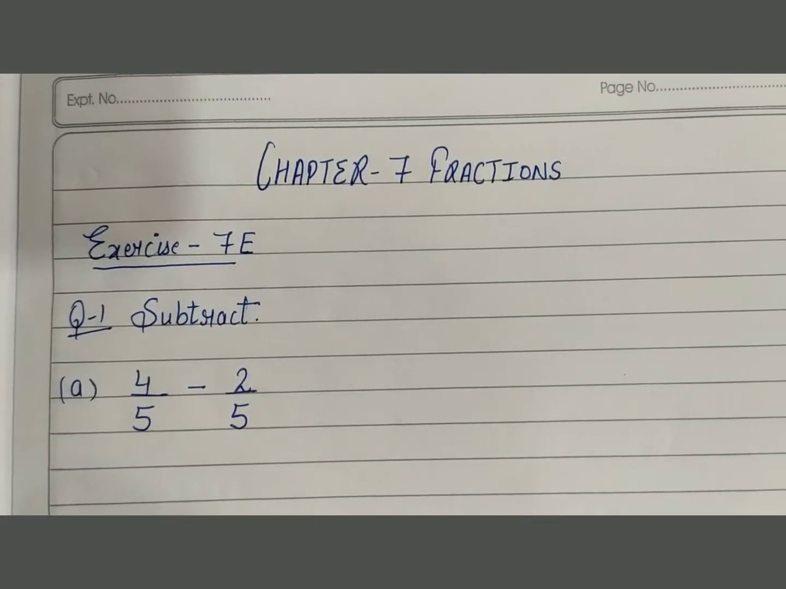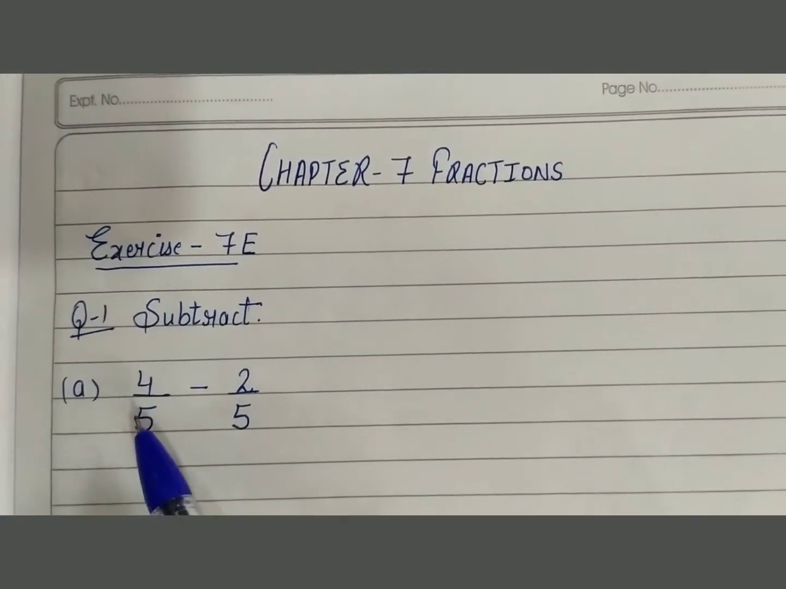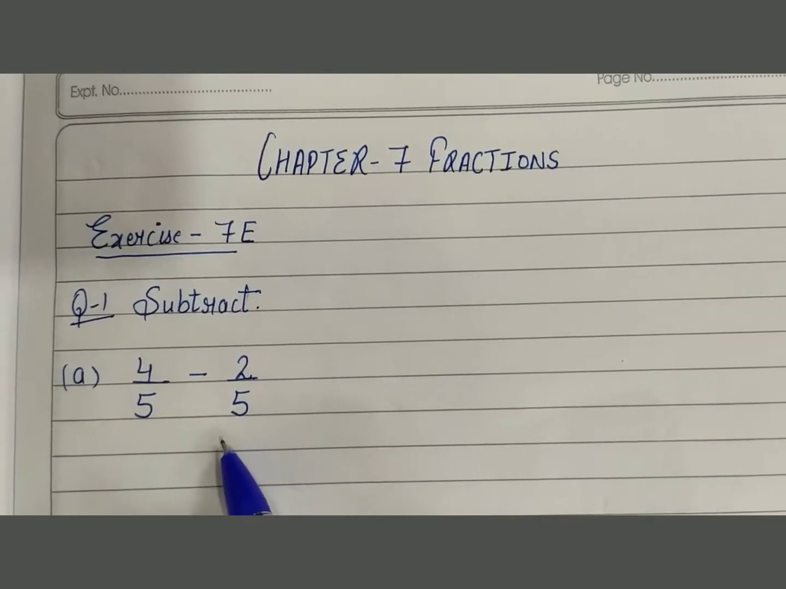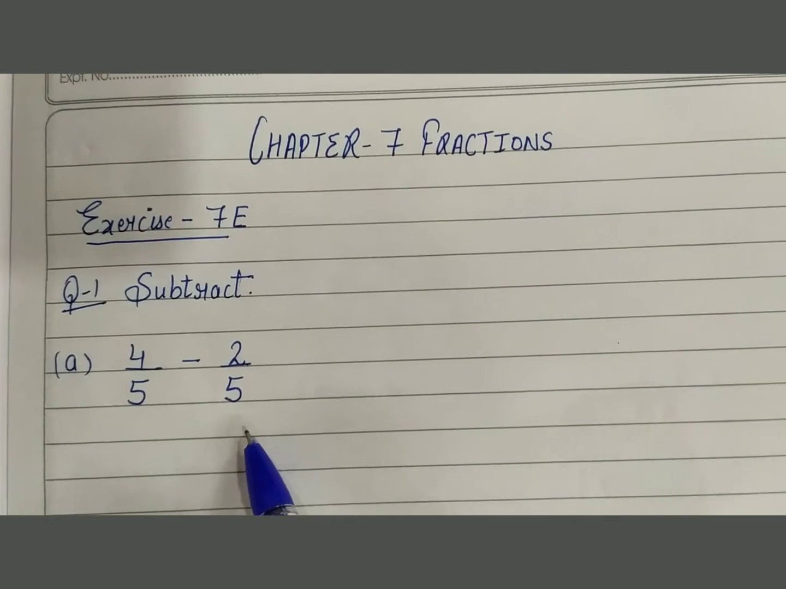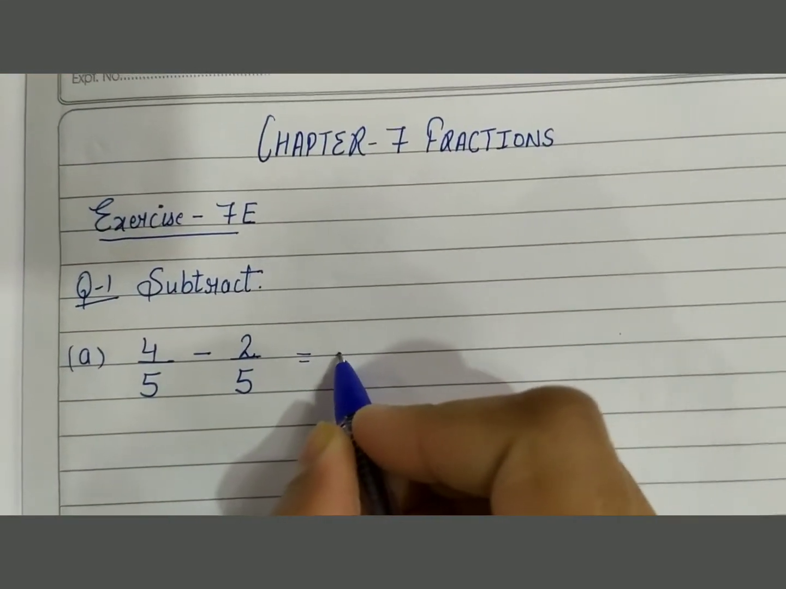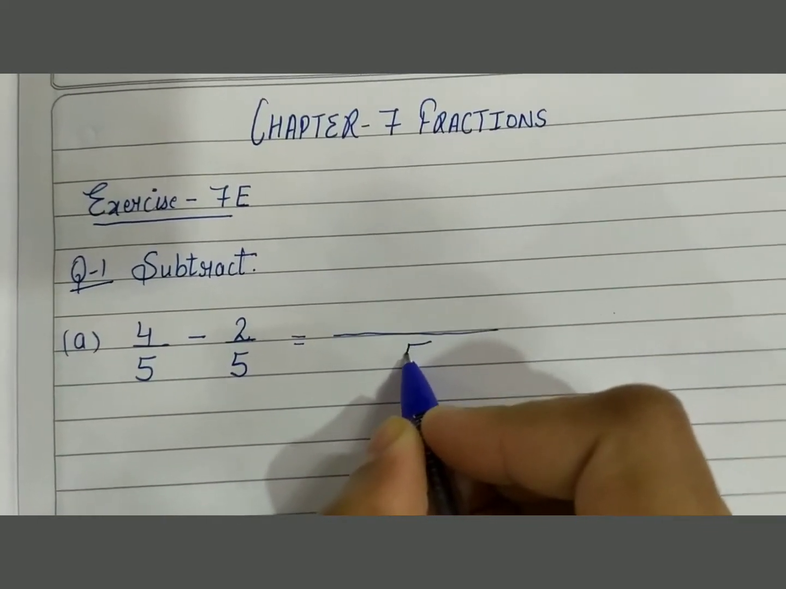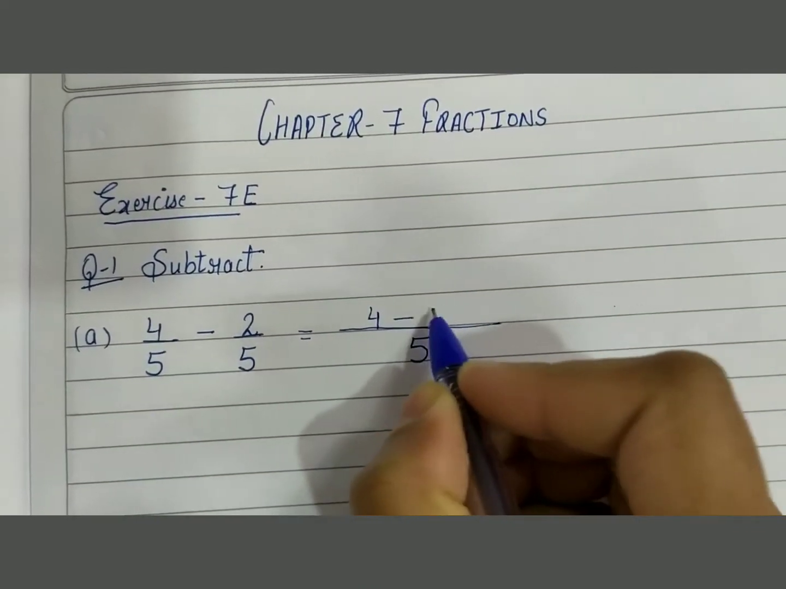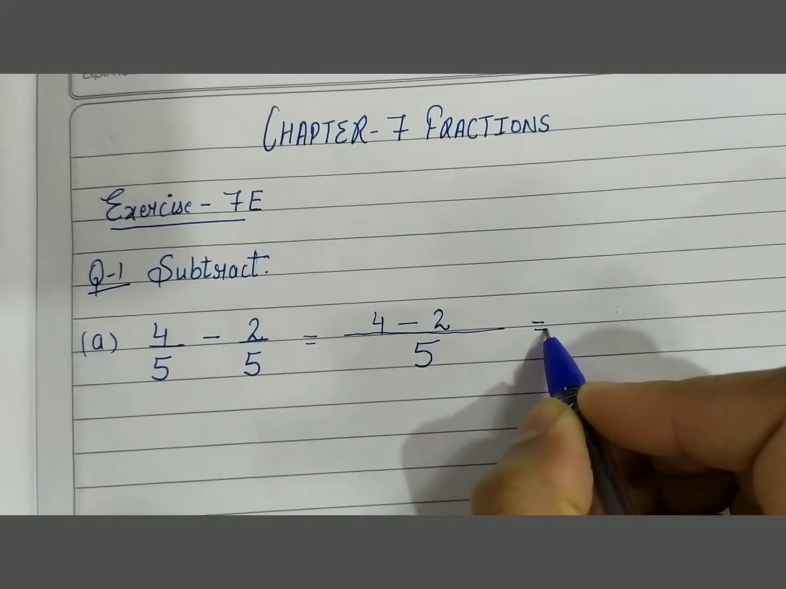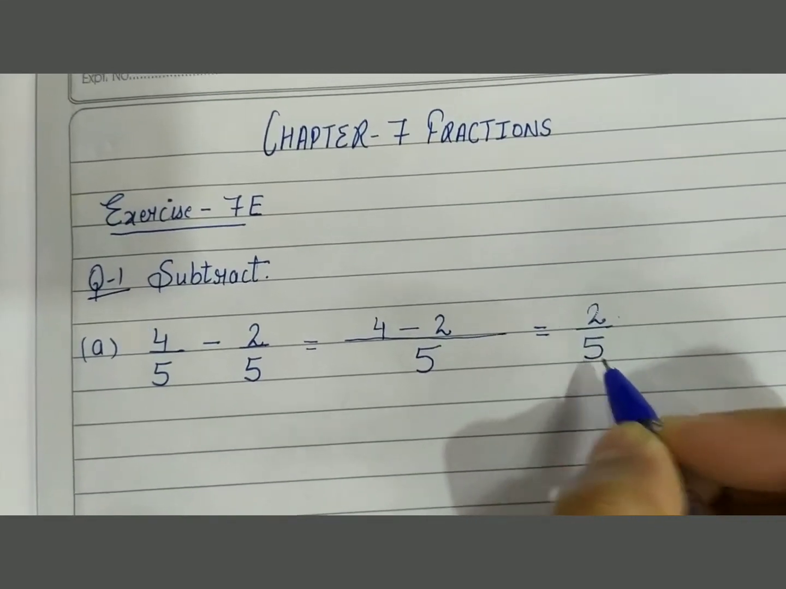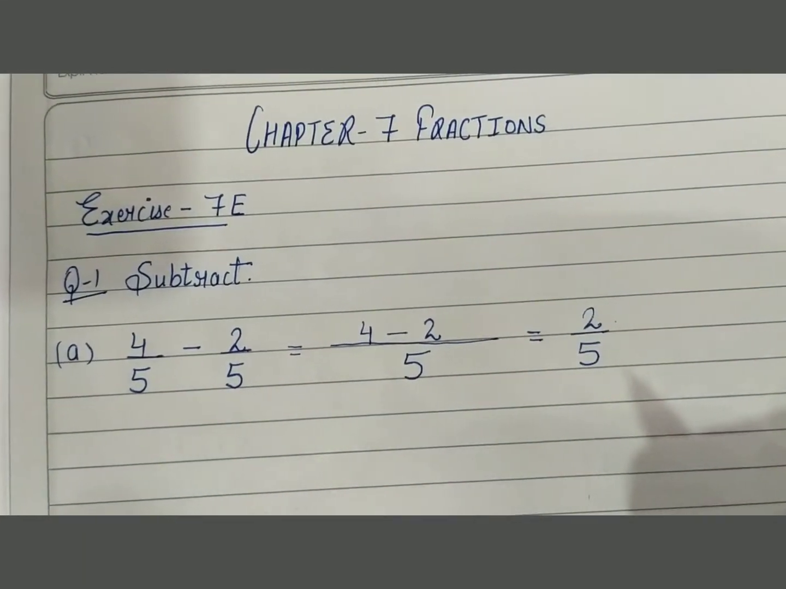Question number 1, subtract. 4 upon 5 subtract 2 upon 5. Children, in this fraction, the denominator is common, that is 5. Write 5 in the denominator. In the numerator, write 4 subtract 2, equal to 4 minus 2, 2 upon 5. This is the answer.